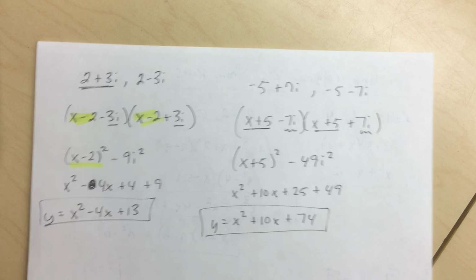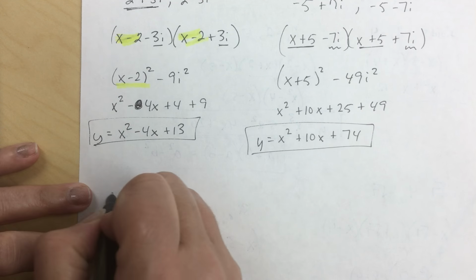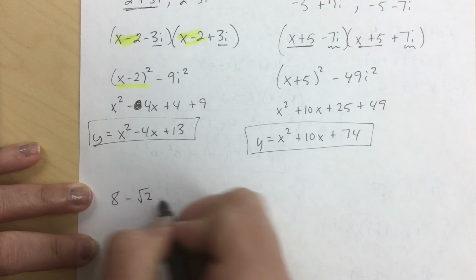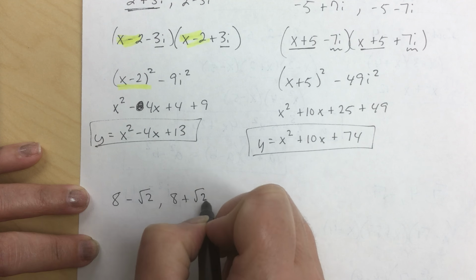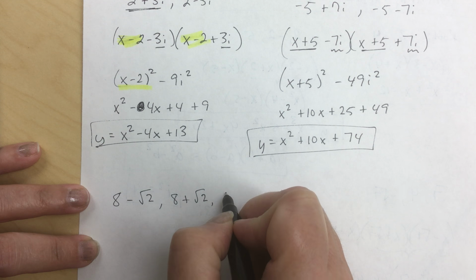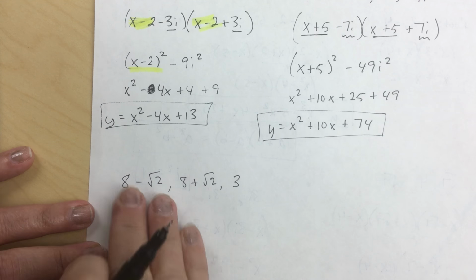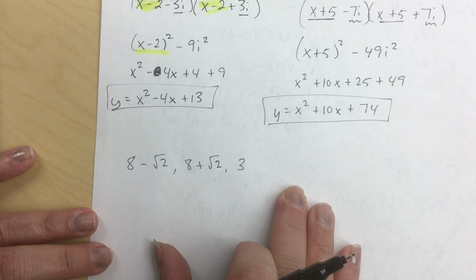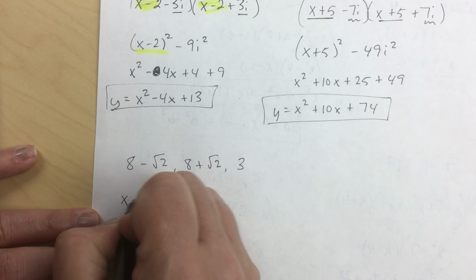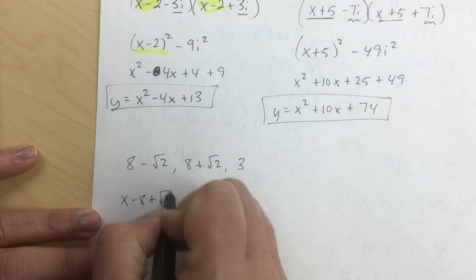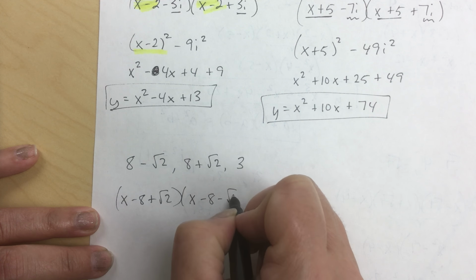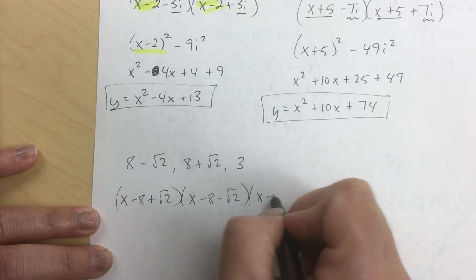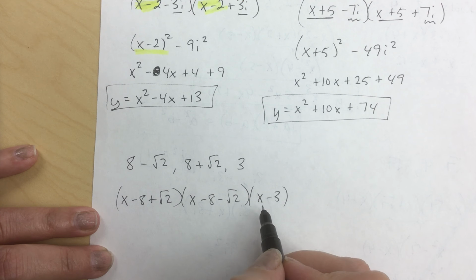Then you can do the same thing with radicals. Let's say I have an 8 minus radical 2. Then I'm also going to have an 8 plus radical 2. And then let's make this a little more complicated. Let's say we also have a 3 as a root. So we have 3 roots here. So I'm going to have an x cubed. So this is x minus 8 plus radical 2, x minus 8 minus radical 2, and then this is x minus 3. And I'm going to deal with the x minus 3 last.